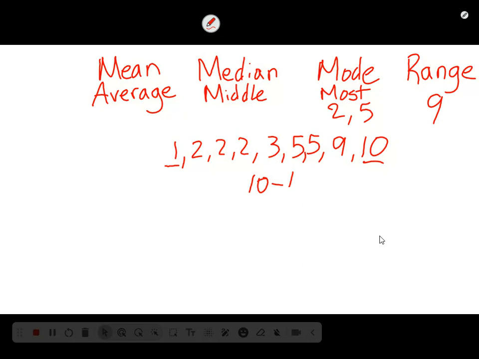So the range goes from the smallest data number to the biggest data number. How many is in between that doesn't matter, how many numbers you have written in your data set. It's just going from the smallest to the biggest. What is their difference?